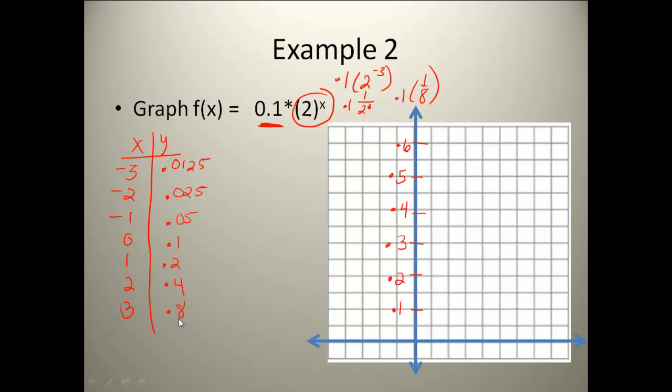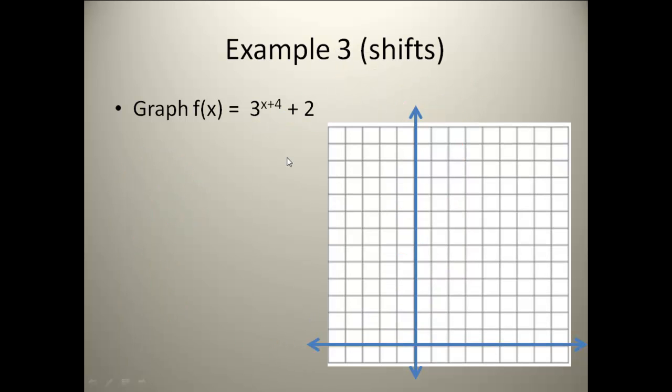Once I get my table of values filled in, I'm going to come over here and just plot each one of my points again. Now when I did my scale, because my numbers over here were so small, I did not go by ones, I actually went by 0.05s. So I plotted all my points, then I can go ahead and sketch my graph in here. And if you notice again, I have that asymptote right here, the horizontal asymptote at y is equal to 0. So it's going to get really, really close to that, but it's not ever going to hit it.